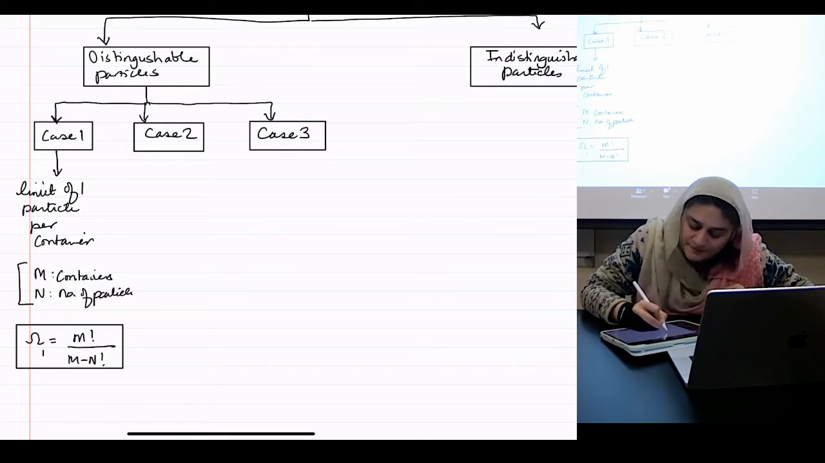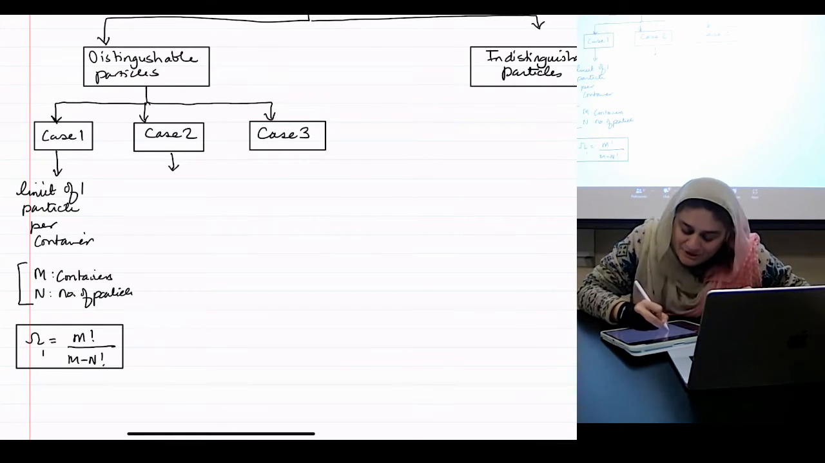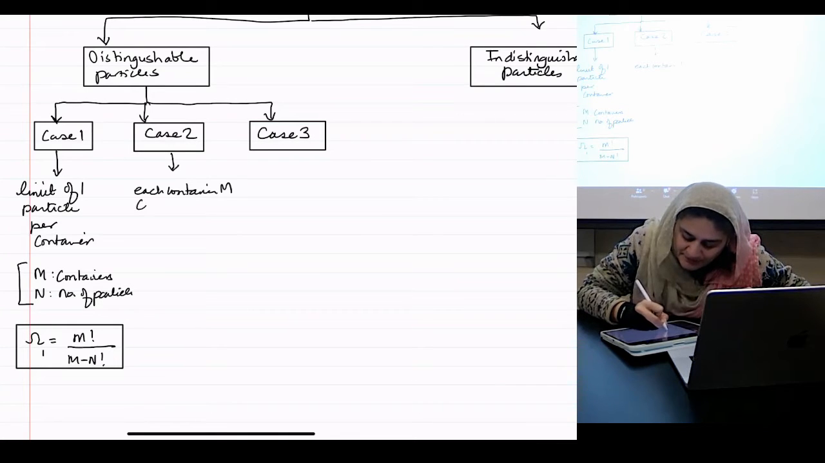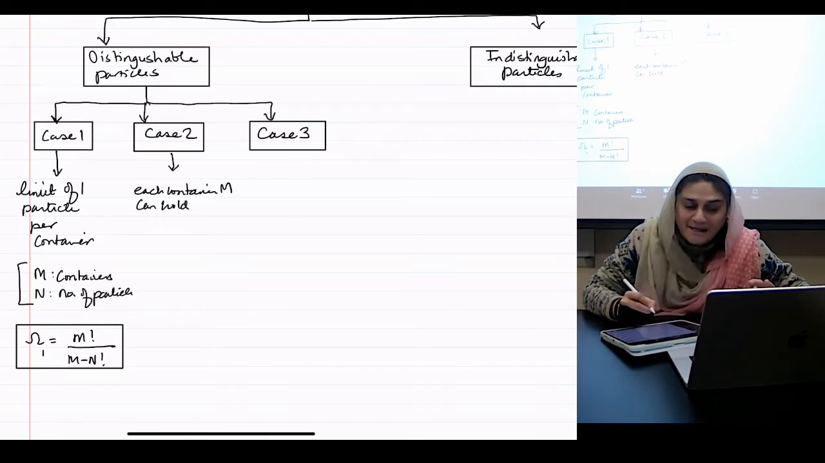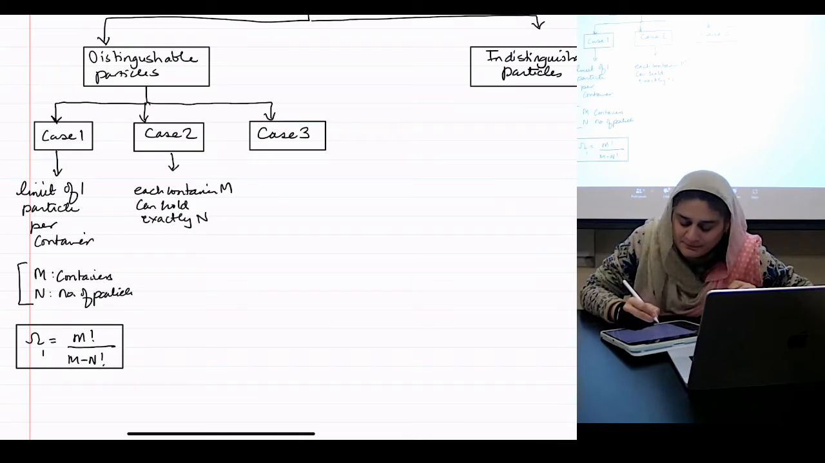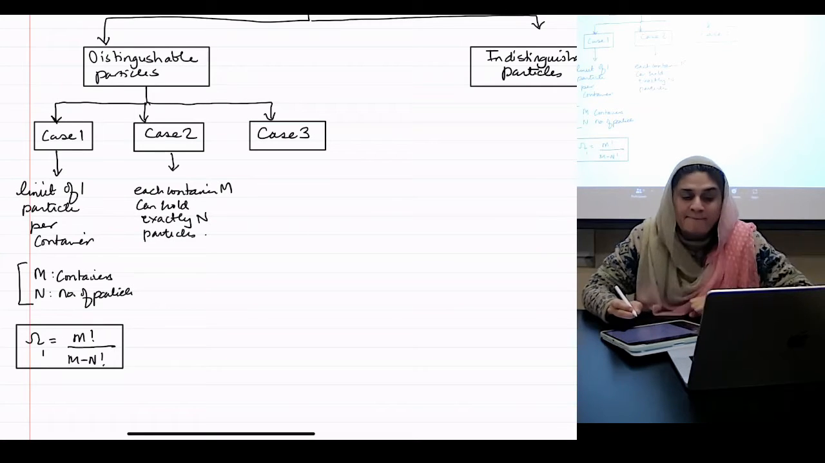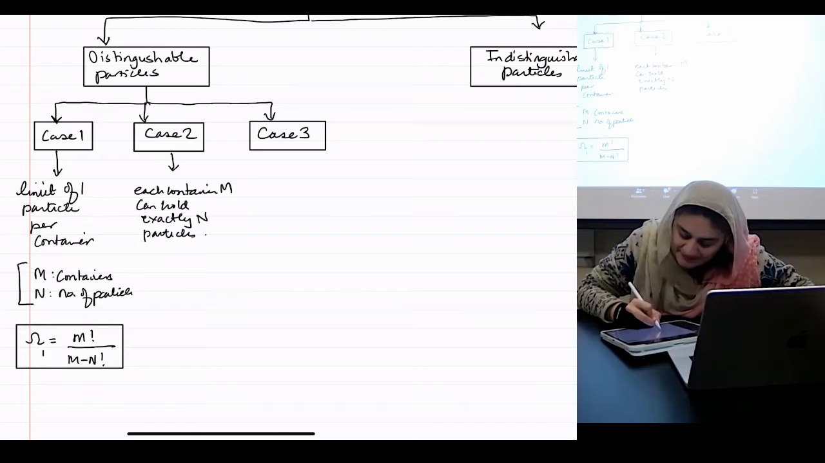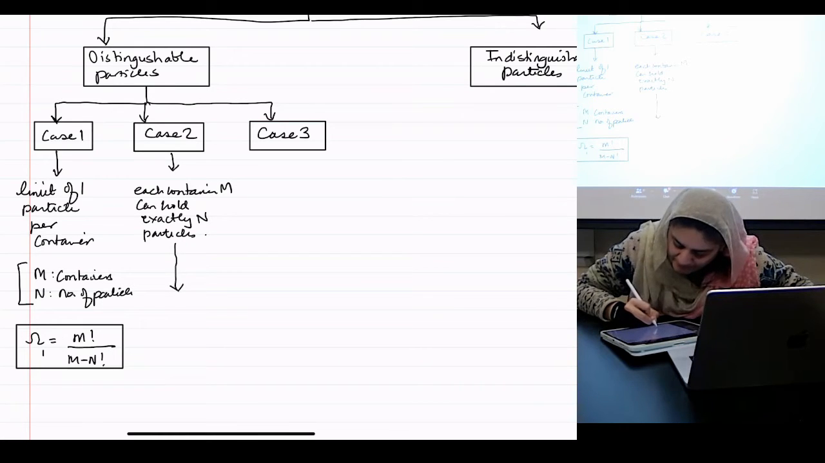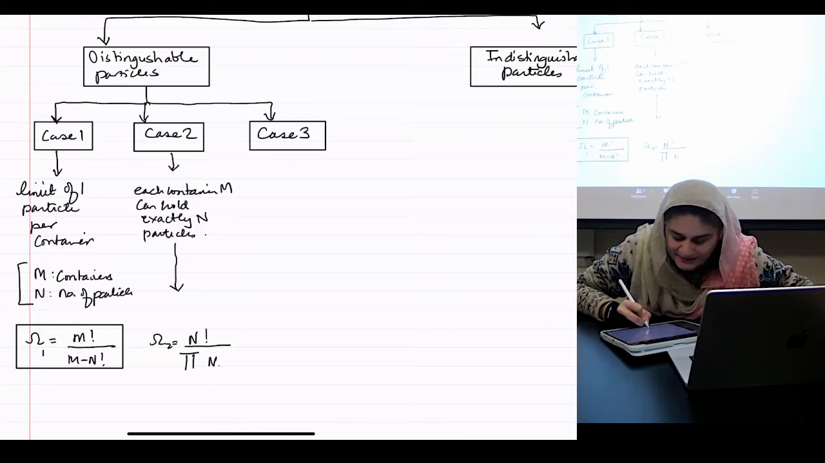Case 2 is I have n distinguishable particles, and each container can hold exactly n_i number of particles. Then my multiplicity will be given as n factorial divided by the product over n_i factorial.